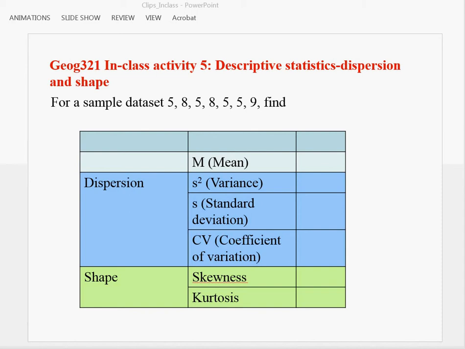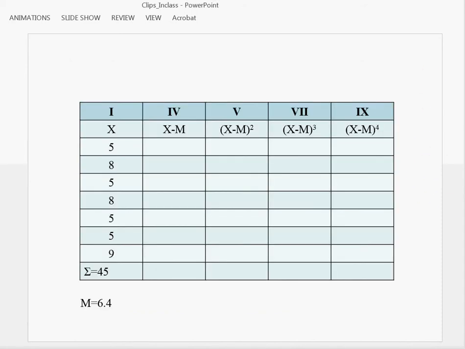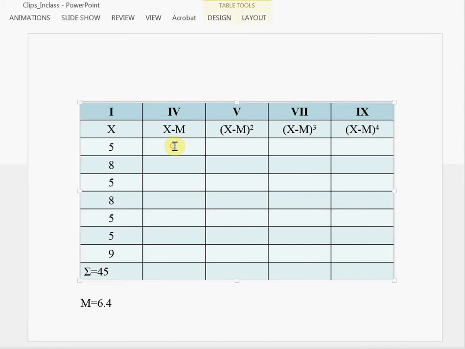In our calculation, we also need to know the value of the mean, so it is a part of our calculation. In our calculations, we're going to use this table to make the demonstration very clear and organized. The first column contains data values. We find the sum over these values to obtain 45. So this is the sum, and 45 divided by 7, which is the number of cases, gives the sample mean 6.4.